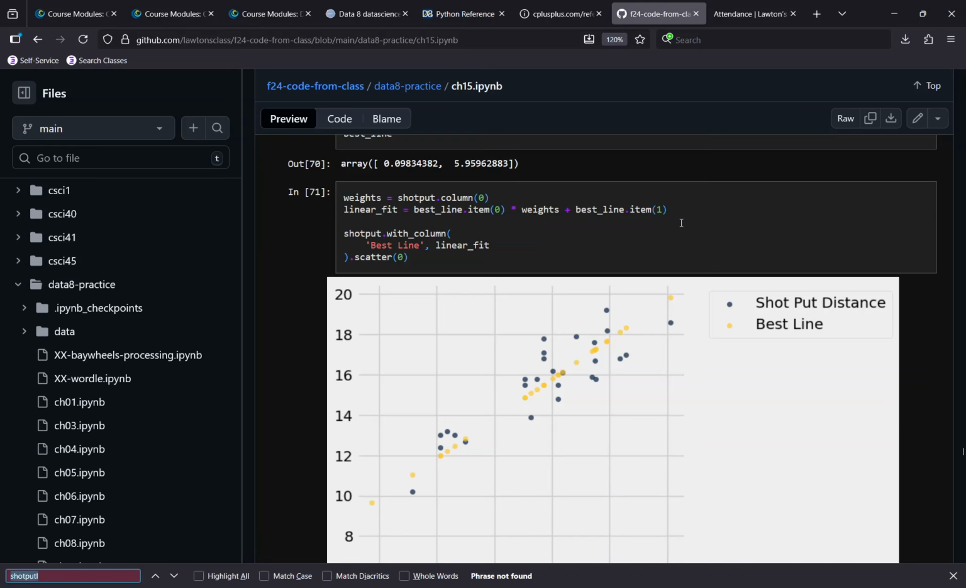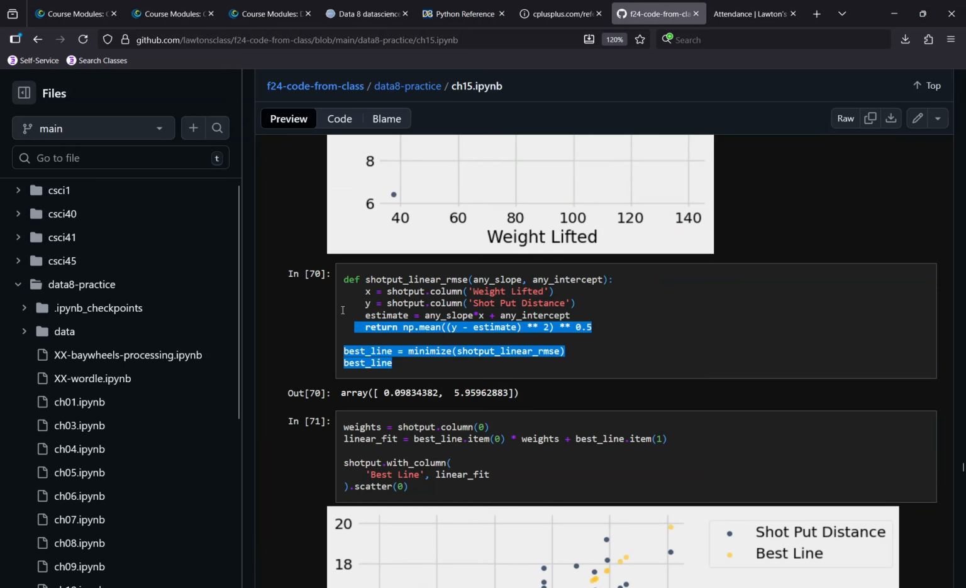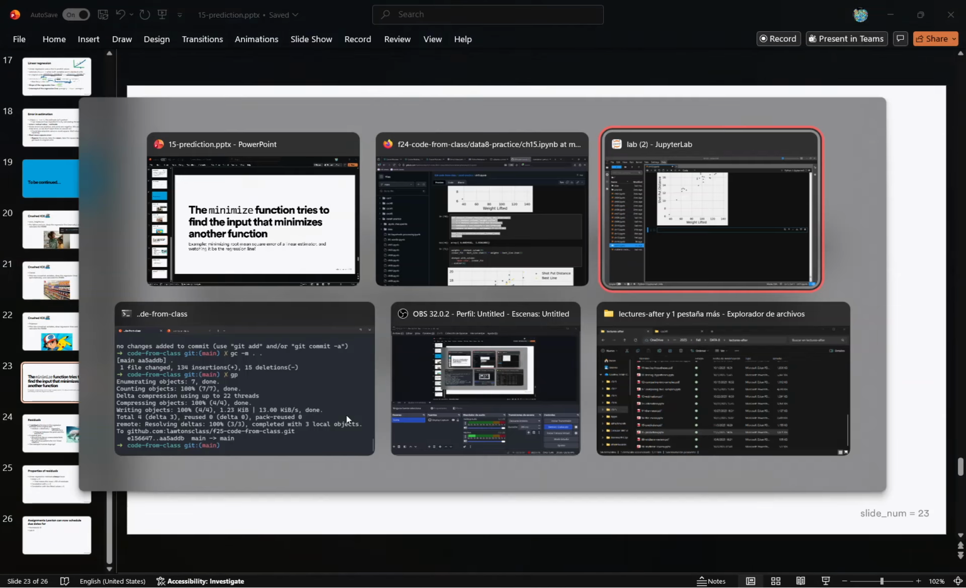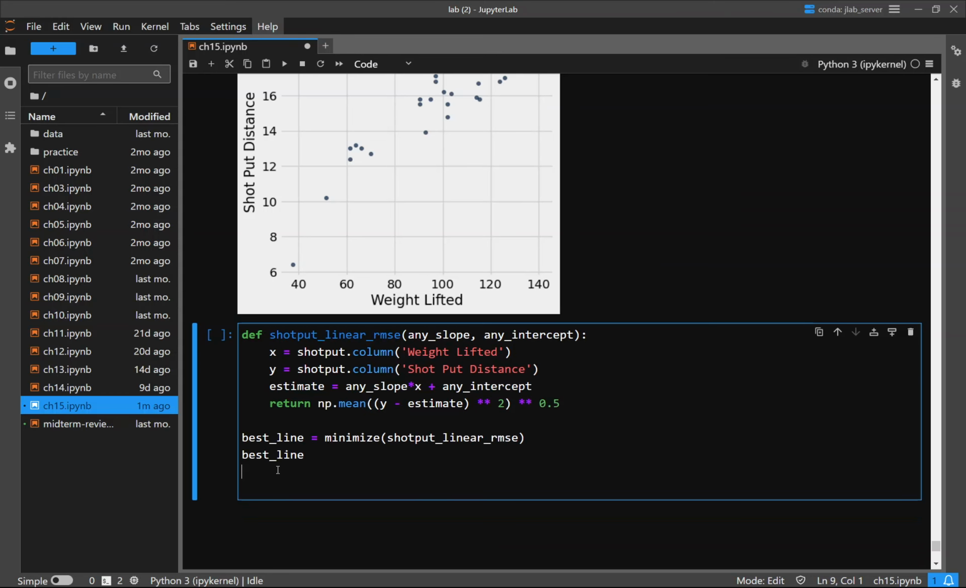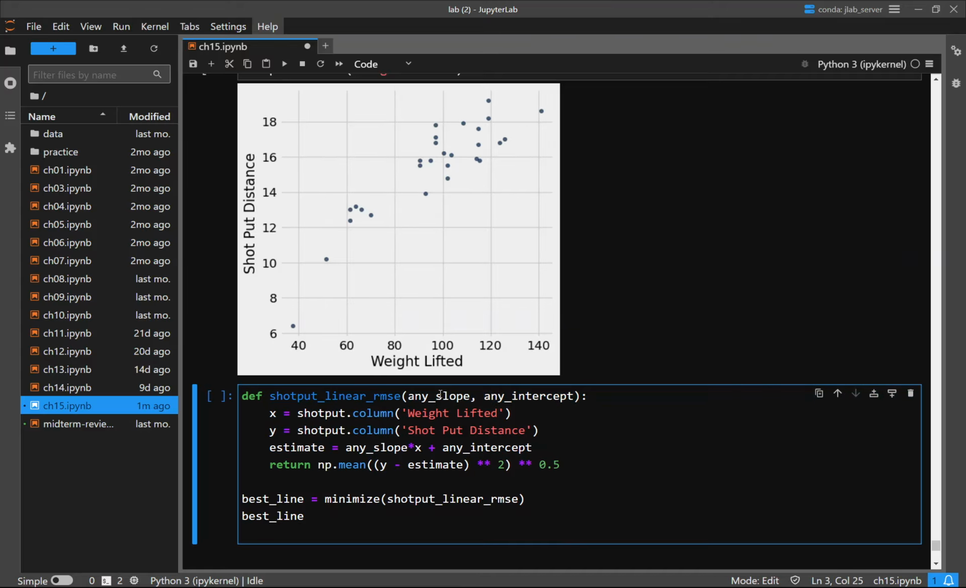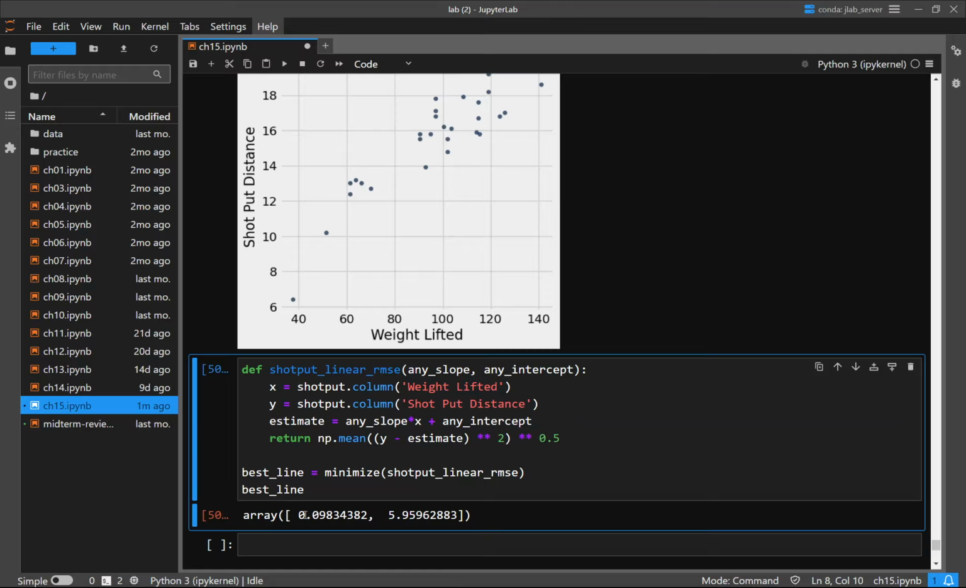So here's what I want to do. Here is a function that works for any slope and any intercept you give me. Let's pretend a line is the best thing right now. Here it is, and let's try to minimize this function that gives back the error of using this line to predict shot put distance given the weight that you've lifted. So that's our best line. It looks like this.